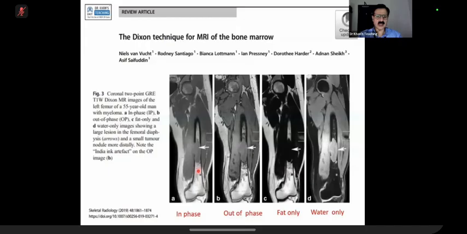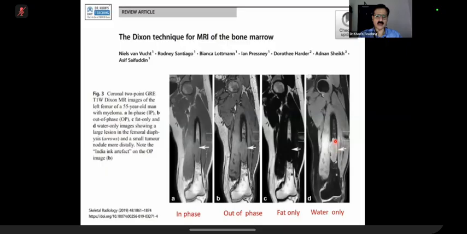This is in phase. This is out of phase, just like in phase and out of phase of a liver or adrenal. And you can see India ink artifact. Look at this muscle and you will see the India ink artifact in out of phase. Then the third image is fat only. Only fatty things show signal. And then is water only. So the fat is totally suppressed, and anything which has got water will be seen.